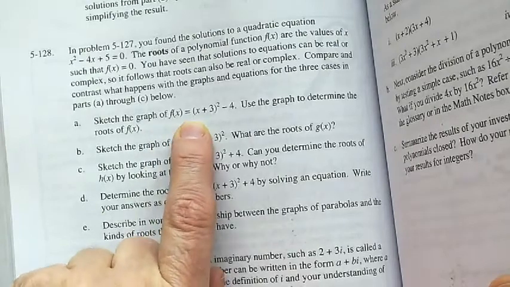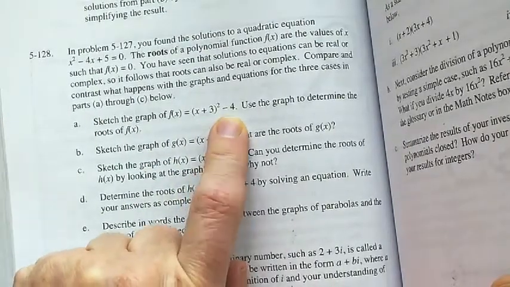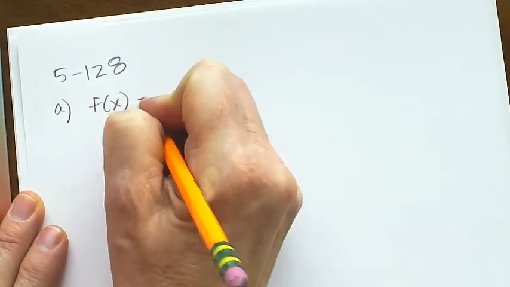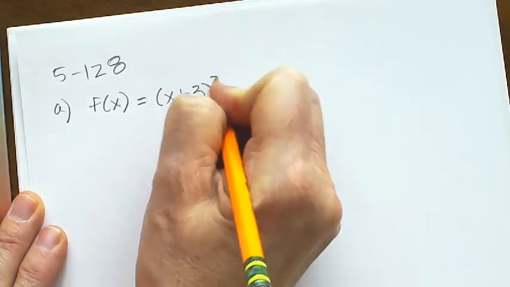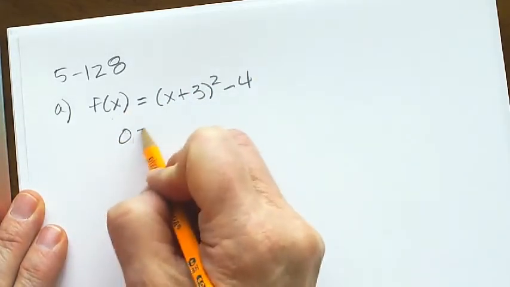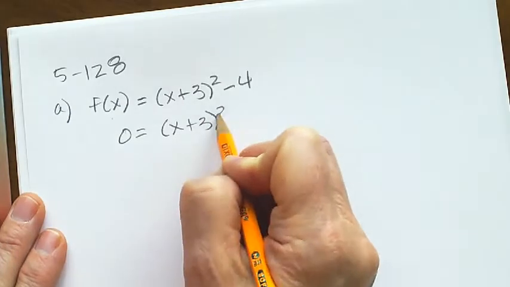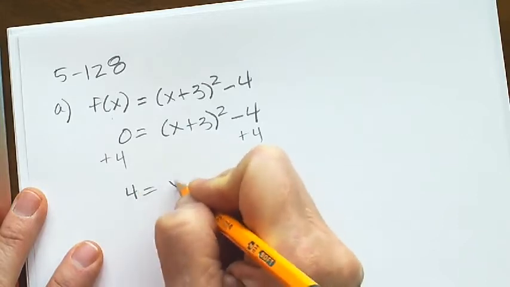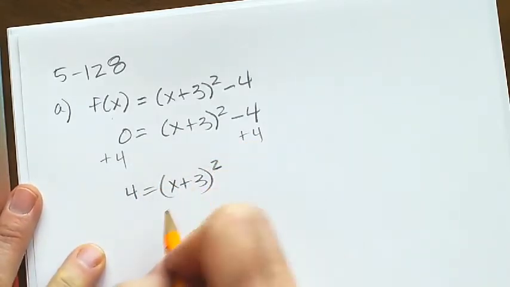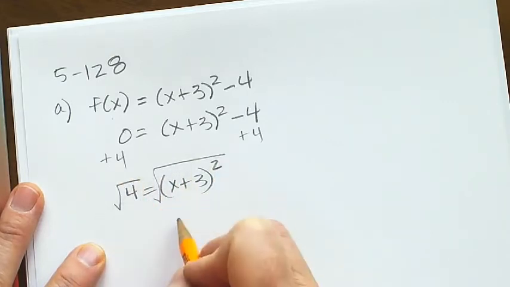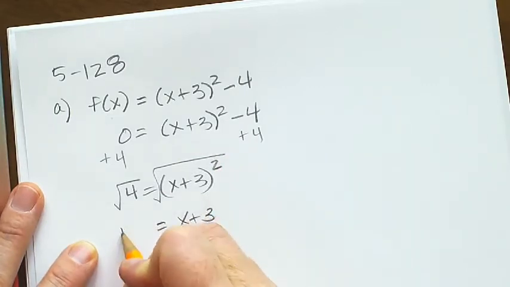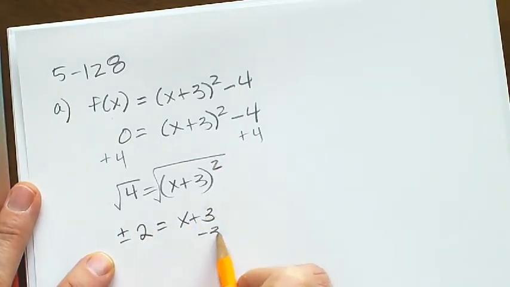Okay, A says to sketch the graph of f of x equals x plus 3 squared minus 4. Use the graph to determine the roots. So let's work that out on a regular piece of paper, and then we'll sketch it with graph paper. I'm going to replace y with 0, and then I'm going to work backwards and solve for x. So plus 4 on both sides is going to give me 4 equals x plus 3 squared, and then I'm going to undo the squaring. That's going to give me x plus 3 equals plus or minus 2. Subtract 3 from each side.